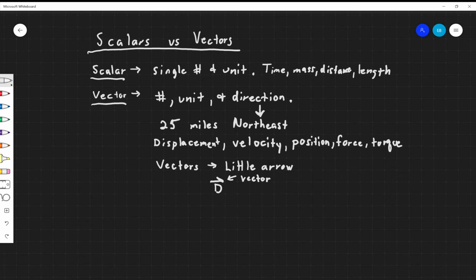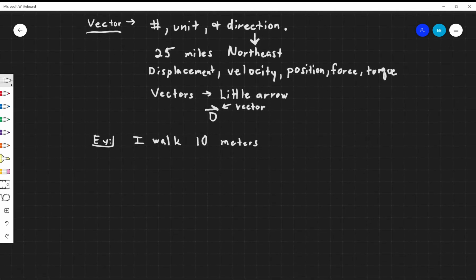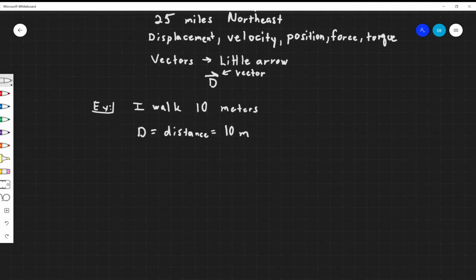For example, let's say I walk 10 meters away from where I'm starting. That distance that I walked is considered a scalar. So d is a distance, and it's 10 meters. It's a scalar quantity. I have a number, and I have a unit that goes along with it.